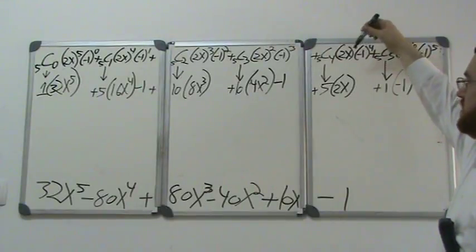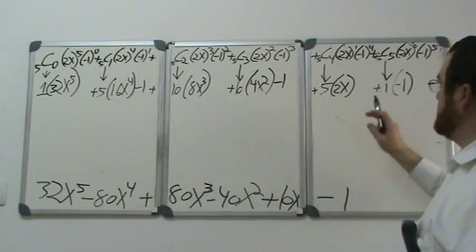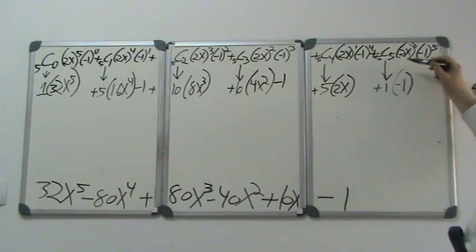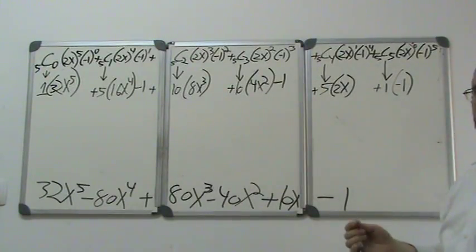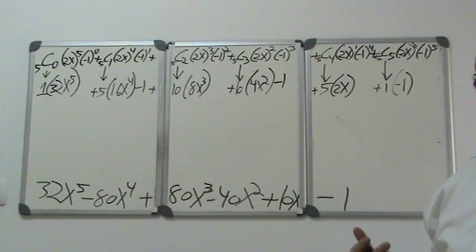So it's 5 times 2x, which is equal to 10x, plus 5 combination 5, which is equal to 1. And 2x to the 0 power is 1. So we're not even going to multiply it, because it's just 1 times 1. And times negative 1 to the 5th power. So negative 1 to the 4th power is a positive 1, times another negative 1 makes it negative 1.